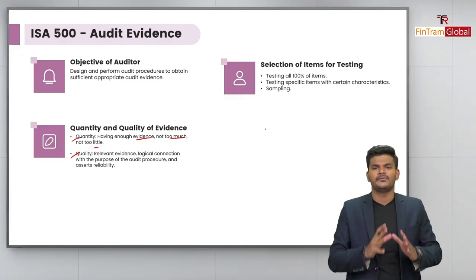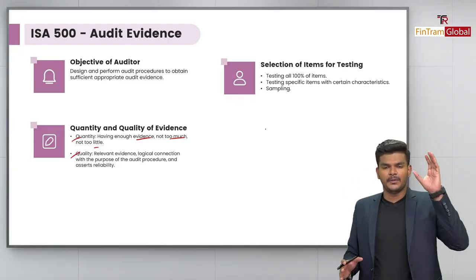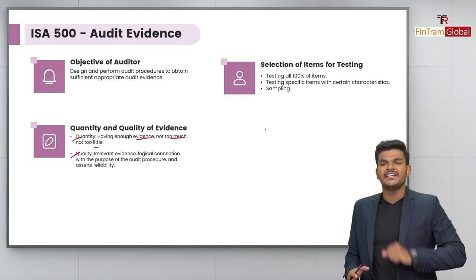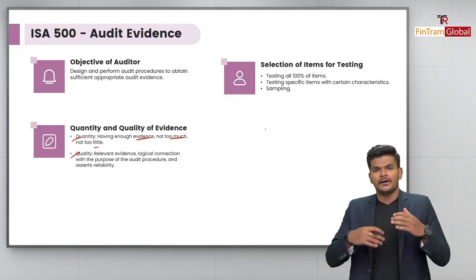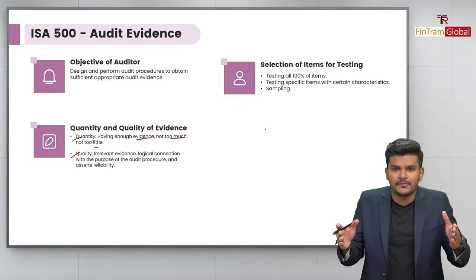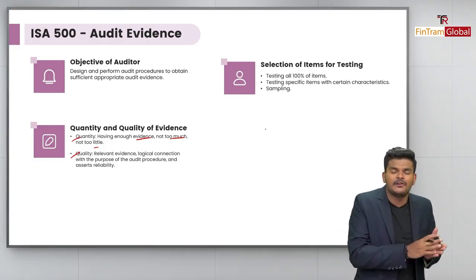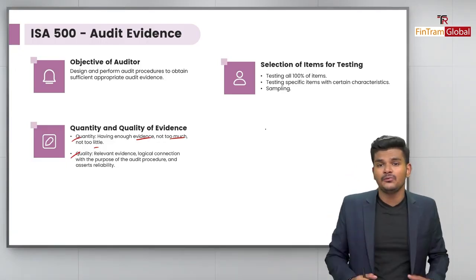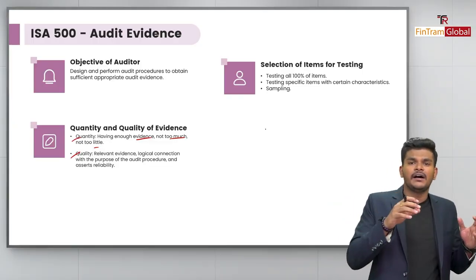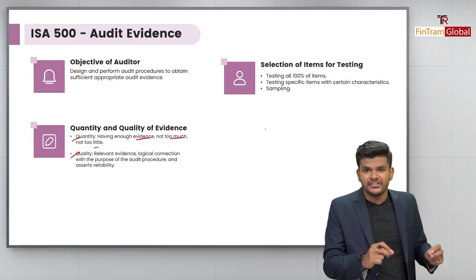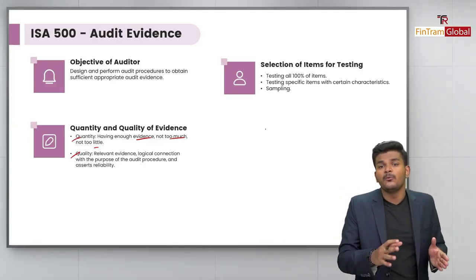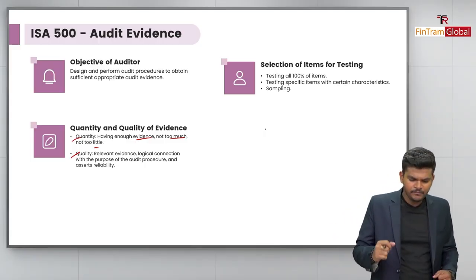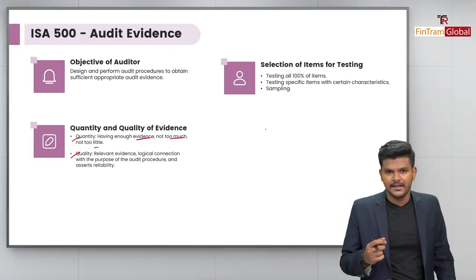For example, whenever you're writing substantive procedures, there's always action, source, and objective. So you have to frame your substantive procedure in such a way that you're writing what needs to be done and why we do it as well. So is there a logical relationship between what is done and why we're doing it is what we are verifying in relevance.